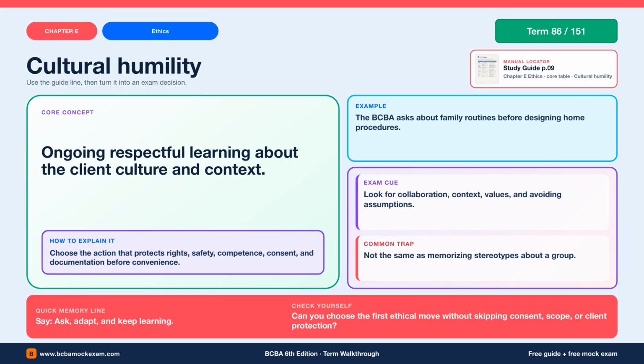Cultural humility. Cultural humility means ongoing self-reflection, learning, and respect for the client's cultural context. It is not the same as memorizing a checklist about a group. For example, a BCBA asks respectful questions about family routines and values before assuming what will fit. The exam cue is culture, values, language, family practices, or contextual fit. The trap is stereotyping. Cultural humility is individualized and ongoing. Memory line. Ask, learn, and adapt with respect.